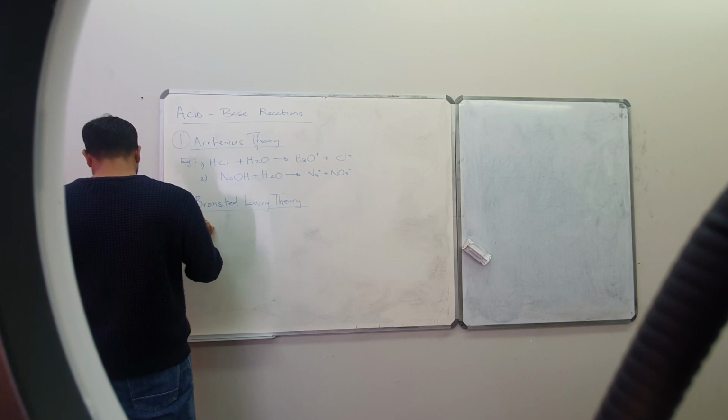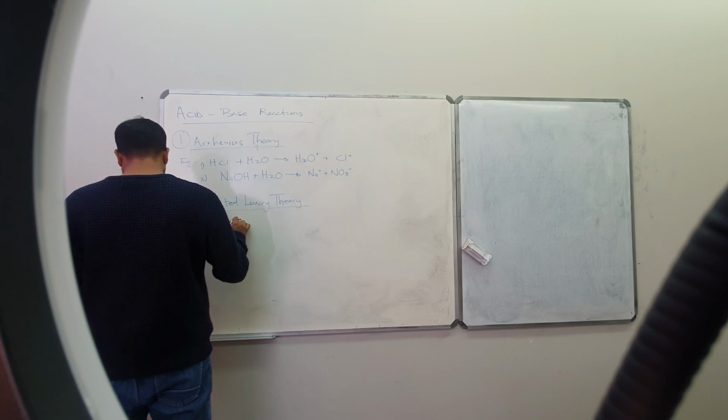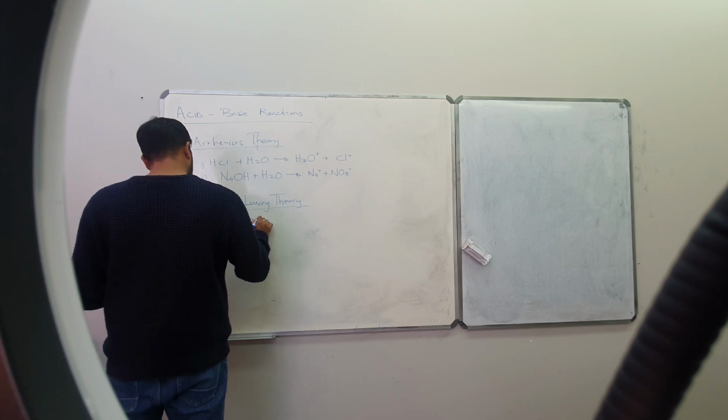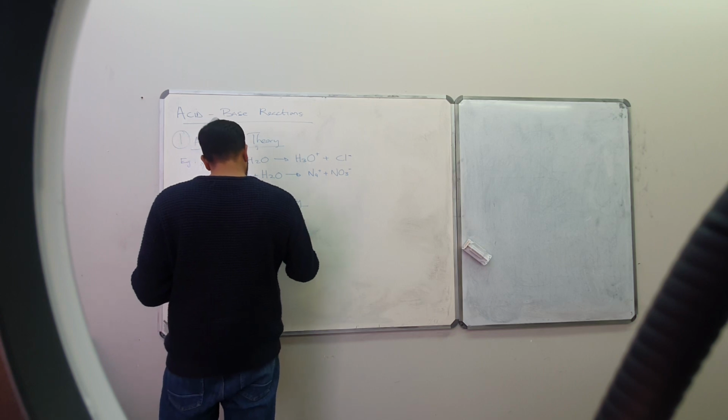Now, whenever you want to write the conjugate base of something, take away a hydrogen and decrease the charge by 1. So instead of having 2 hydrogens, we now have 1, and the charge is going to decrease from 0 to -1. So the conjugate base of water is hydroxide. The conjugate acid is H3O plus.